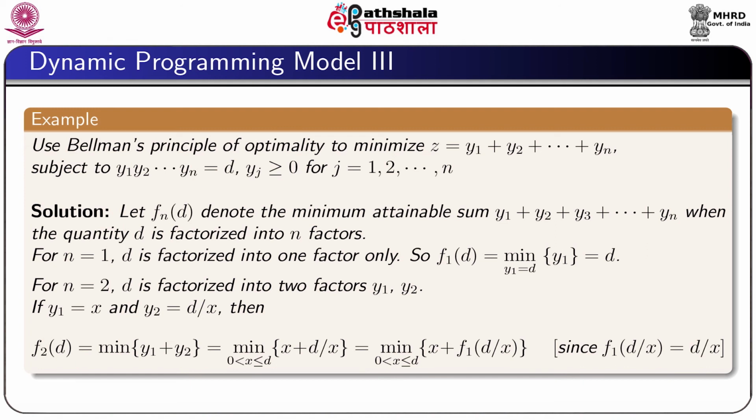For n equal to 1, d is factorized into one factor only. So, f1(d) is equal to minimum of y1, which is equal to d. For n equal to 2, d is factorized into two factors y1 and y2. So, if we assume y1 equal to x and y2 equal to d by x, then f2(d) equal to minimum of y1 plus y2, which is equal to minimum of x plus d by x, where 0 less than x less than or equal to d, and this can be written as minimum of x plus f1(d by x), since f1(d by x) equals d by x.